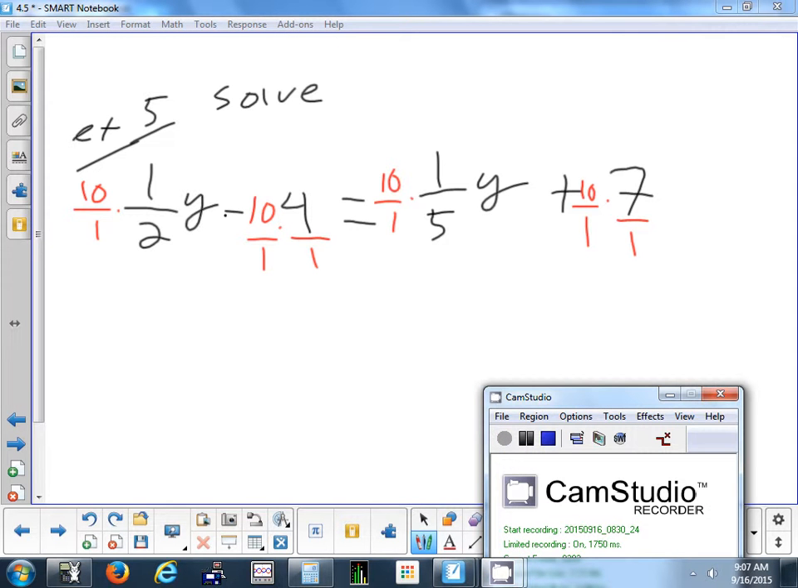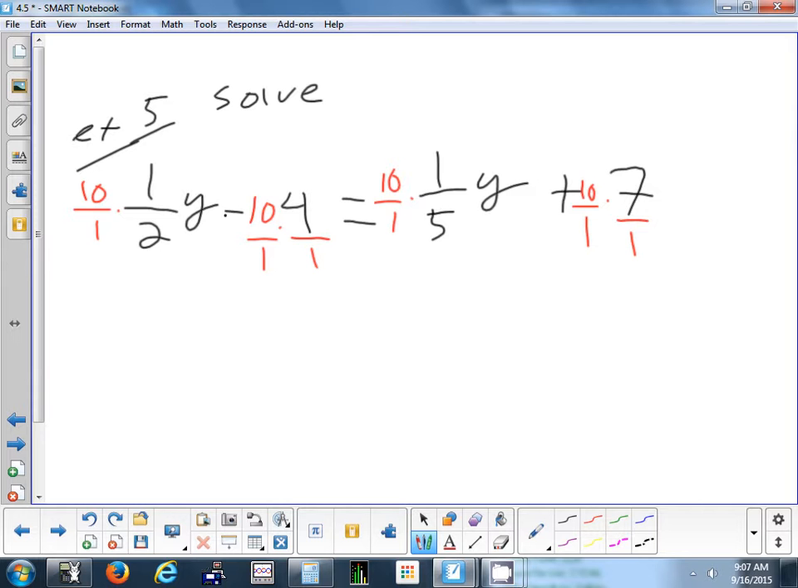Okay, one thing I noticed as I walked around, some people forgot to multiply everything by 10. Think of it as you've got to be fair, right? If you're going to multiply this by 10, you're going to multiply the 4 by 10, the 1/5 by 10, and the 7 by 10. You got to do it everywhere. What happens is if you forget to do it in one spot, it comes out wrong. So make sure if you're going to multiply something by 10, you do it to everything.